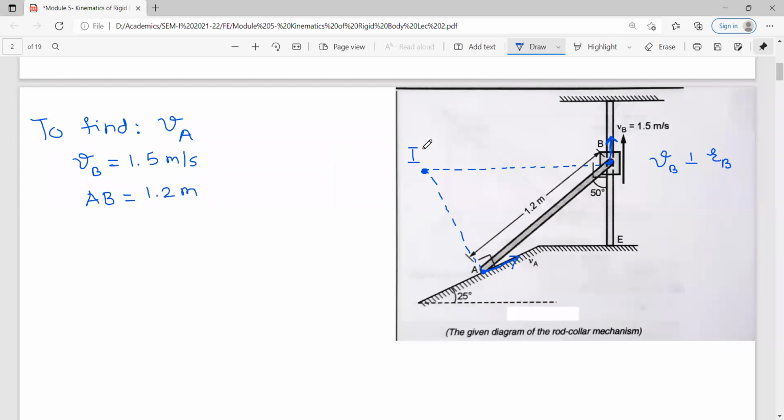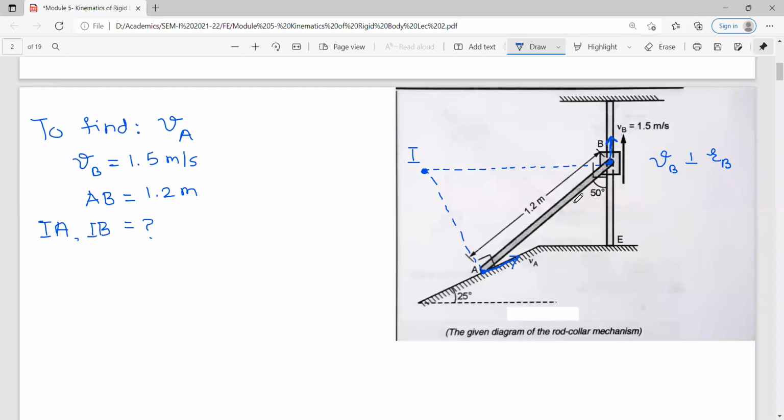Once you locate the ICR, you just calculate the different radii. What is the radius of point A? What is the radius of point B? With the help of geometrical relations and trigonometry, you will be able to find the distances IA and IB. So our next important task is to find the radii IA and IB. What are these values? For that, let us consider the geometry.